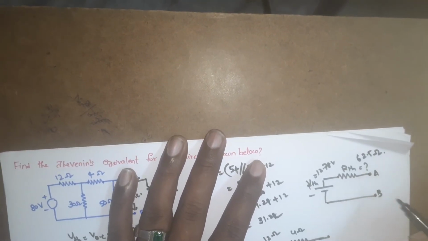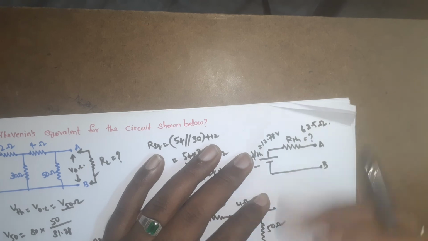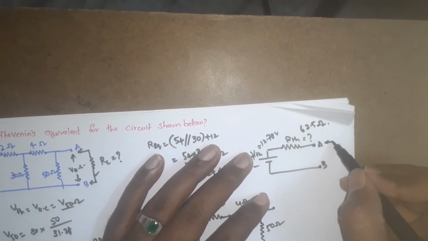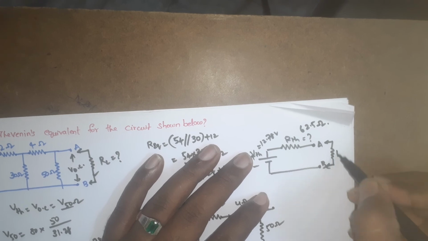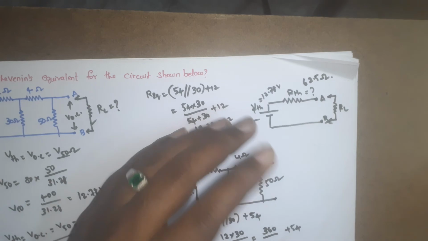Now you can connect whatever load you want. Just connect it across these two terminals, and find the response of the load, whatever you want. You can connect the load resistance here and find the current and voltage across it.